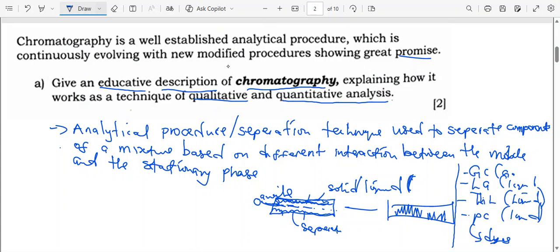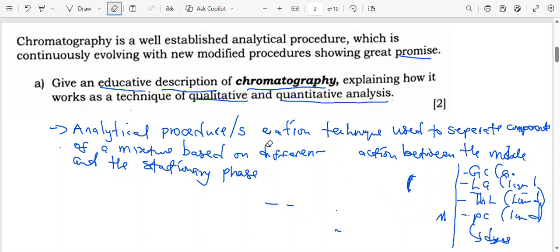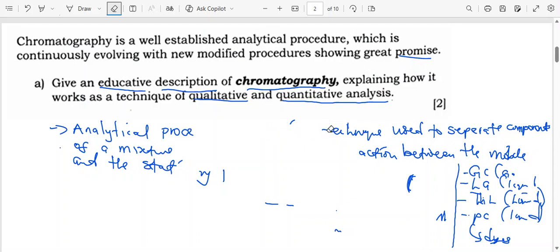So that is it. Now coming back to our question, which says, how can it work as a technique of qualitative and quantitative analysis. So let me say one or two things here about what is important to note while this is being performed.